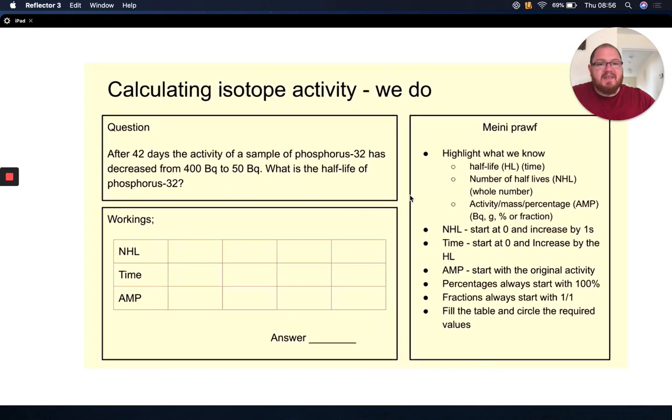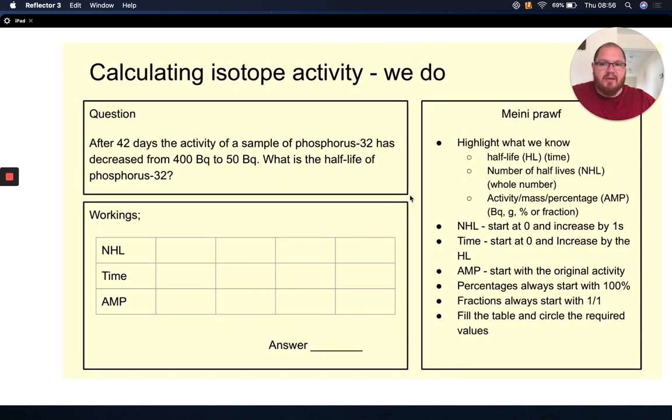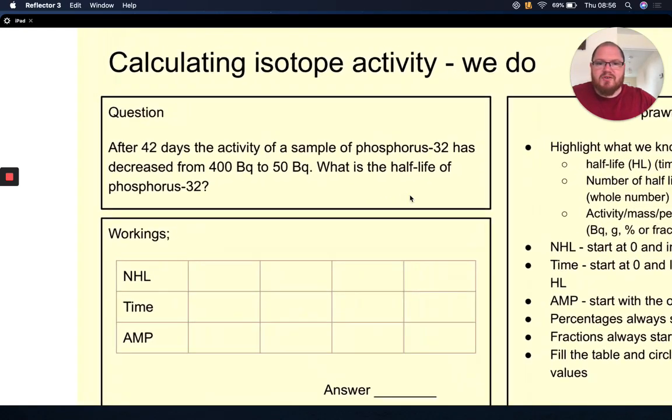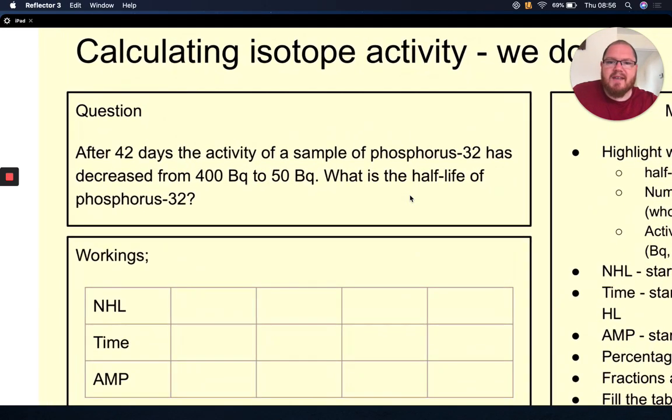Again, this is a slightly tougher question now. I think we have to work back with this one. So, after 42 days, let me just zoom in on this. After 42 days, the activity of a sample of phosphorus-32, this 32 is just the mass number of that element and has nothing to do with the question, has decreased from 400 becquerel to 50 becquerel.